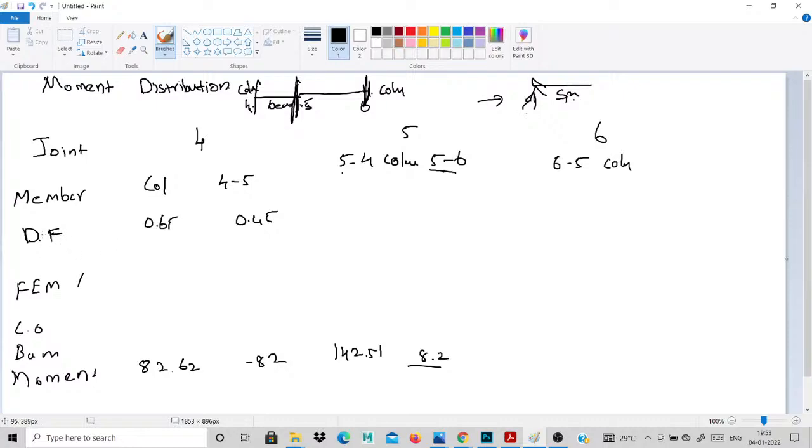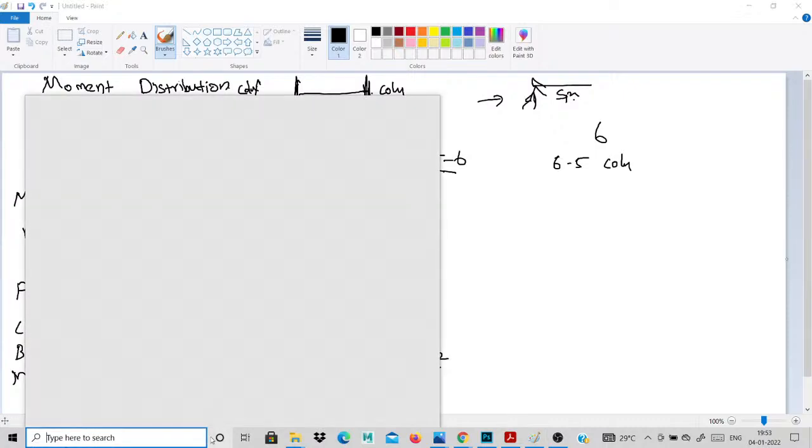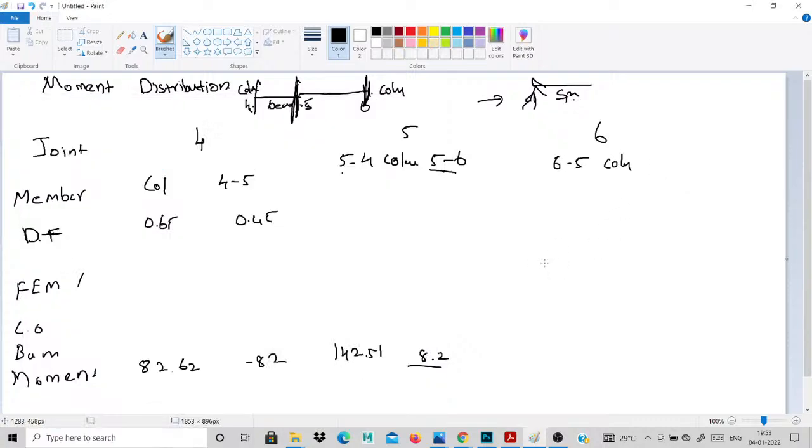Finally I go to the moment distribution method and take these moment values. Finally I take these column moments and end moments. Using the moment distribution method, I only calculated the column moment and end moment. Then how to calculate the center moments and shear force also? The shear force is calculated the same way.